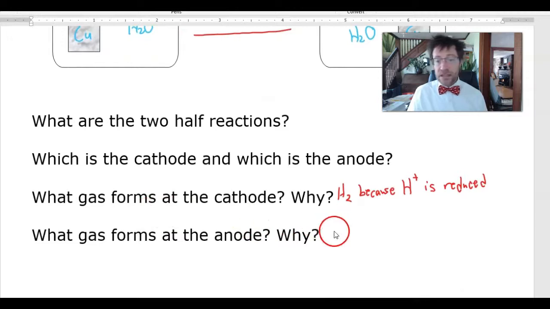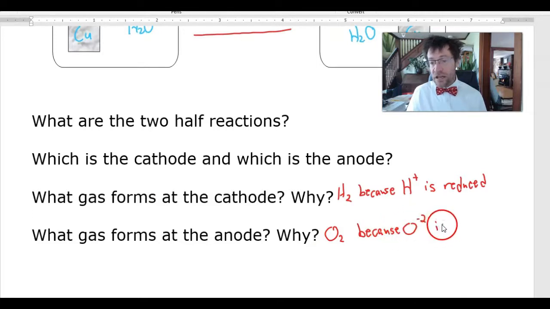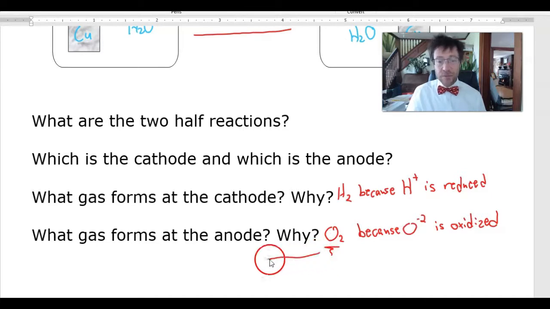What gas forms at the anode? O2. Because the oxygen with a -2 is oxidized. You guys understand what I'm saying here? Because the oxygen is oxidized, that has to be the anode, right? Because that's where oxidation happens.